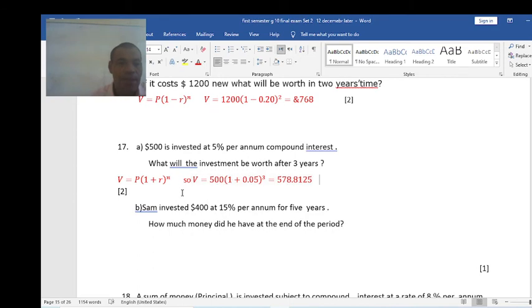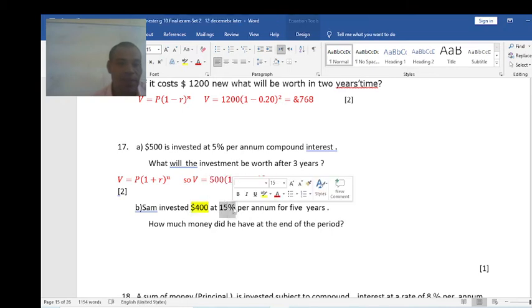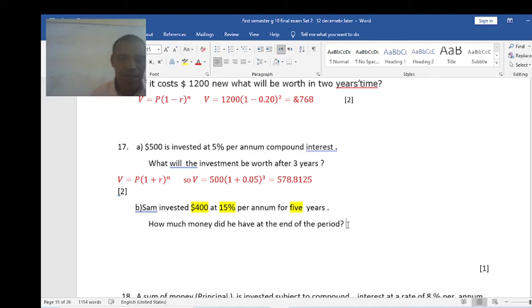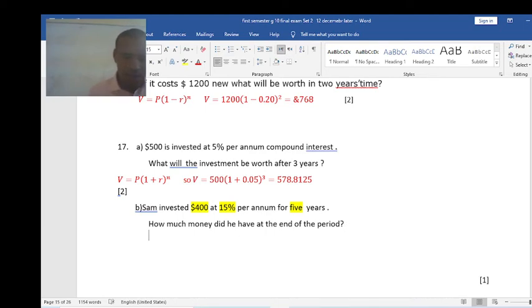Okay, Sami invested $400 per annum for 5 years. Okay, this is the amount, this is the rate, this is the number of years. Clear? How much did he have at the end of the period? Here, my learners, you will just calculate. To answer this question, you make P plus I equal P, sorry, my learners.